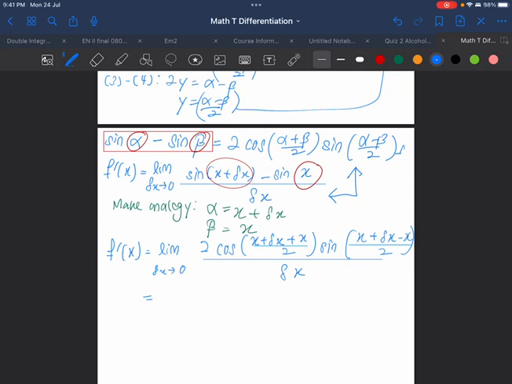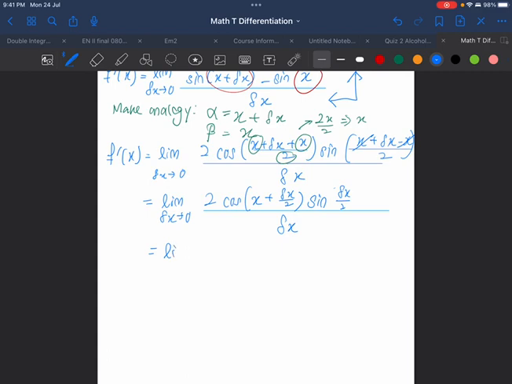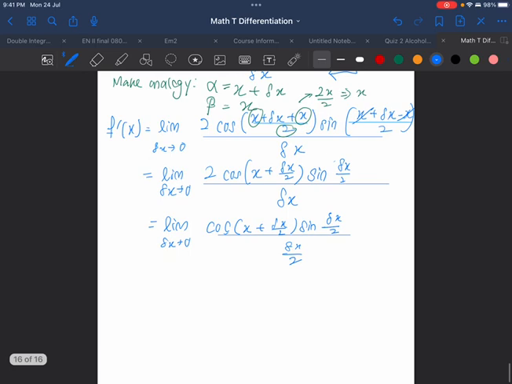Now we simplify it. We will get 2 cos of (x plus x). We know that x plus x is equivalent to 2x, and 2x over 2 is equivalent to x. So it will become cos(x plus delta x over 2). Here is sine. The x and x cancel out. We will get delta x over 2, over delta x. Now to make it beautiful, we put the 2 down here, and it will become cos(x plus delta x over 2) times sin(delta x over 2), over delta x over 2. Right, so we just move the 2 downwards.